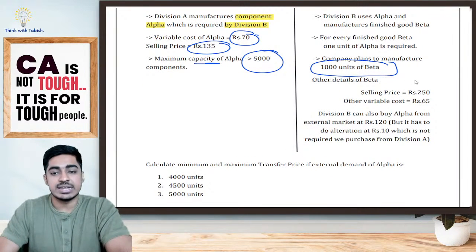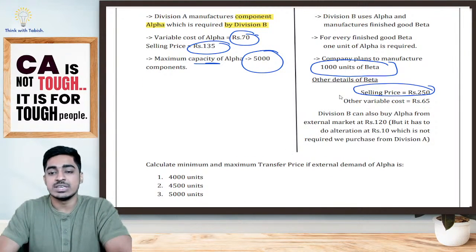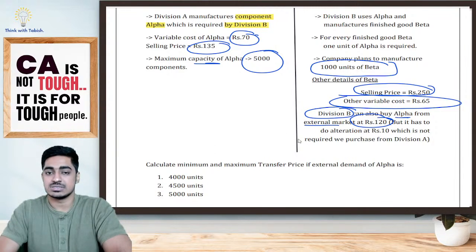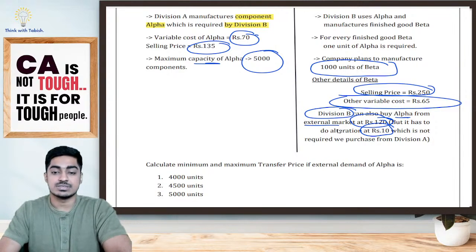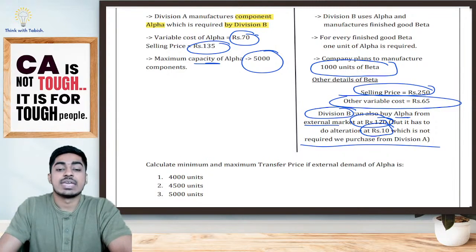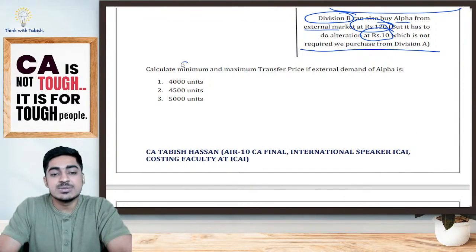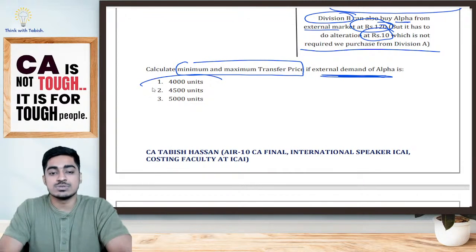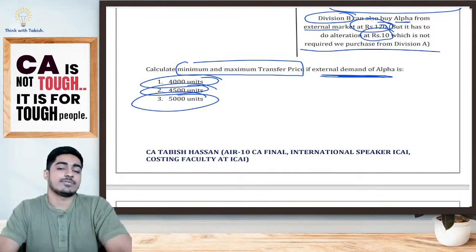Other details of beta: the selling price of beta is 250. Other variable cost you have to incur is 65. The question also says we can buy alpha from the external market at 120 rupees. But if we buy from the external market, we need to do some alteration which will cost 10 rupees, which is not required if we purchase from division A. Now, calculate the minimum and maximum transfer price if the external demand for alpha is 4,000, 4,500, 5,000.